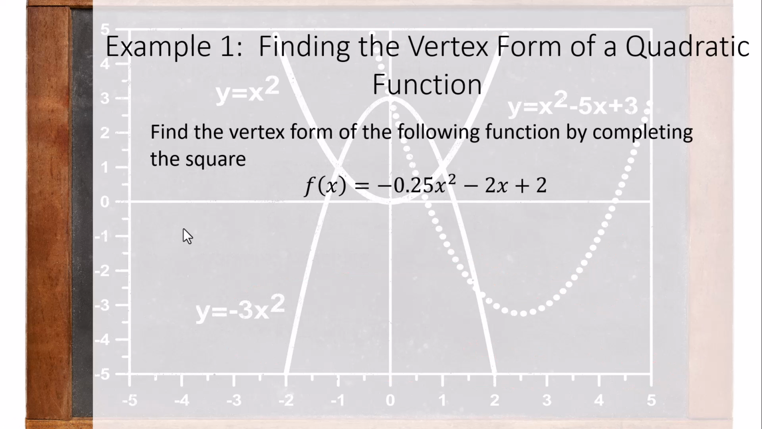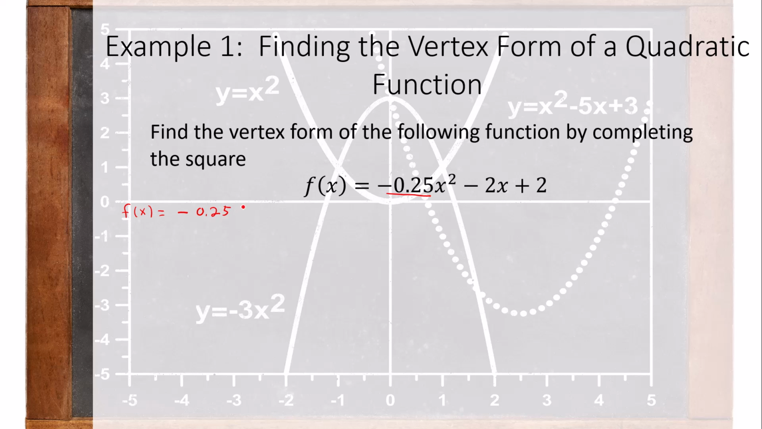All right, and let's see what this looks like in an example. Here we want to find the vertex form of this function by completing the square. This is pretty much the way completing the square works. The first thing that you want to do is factor out a.